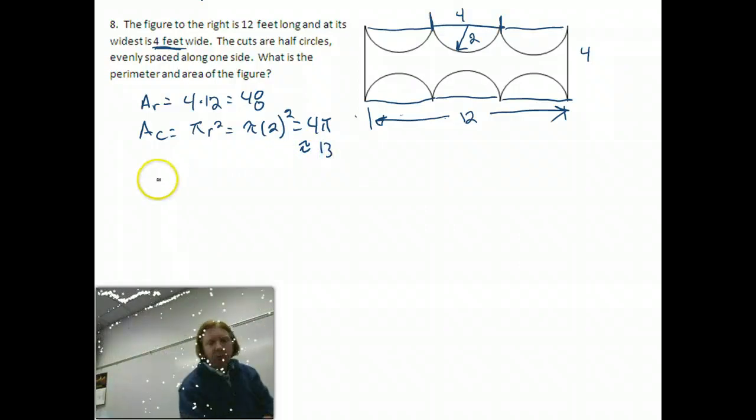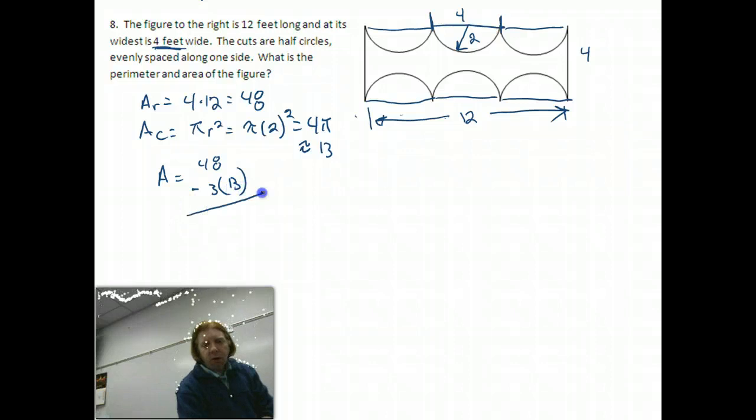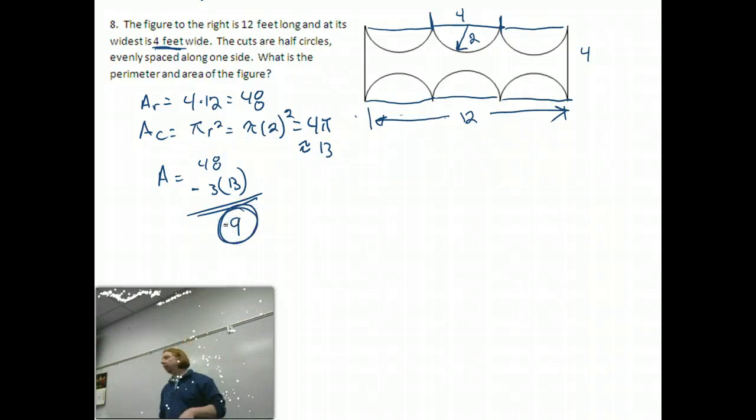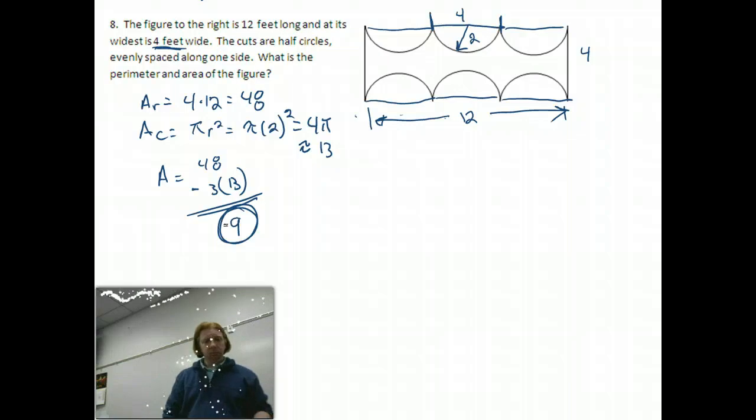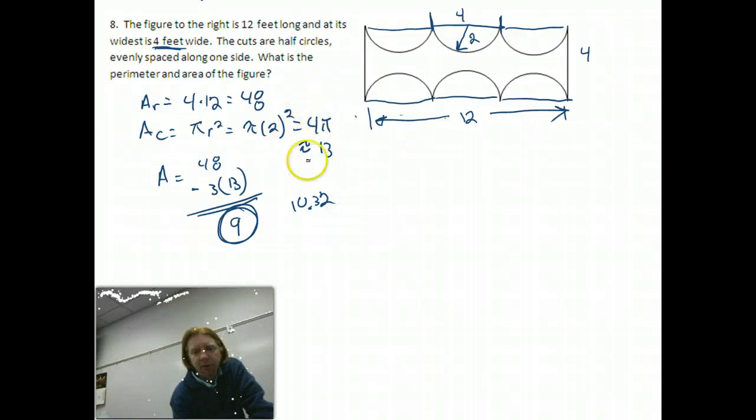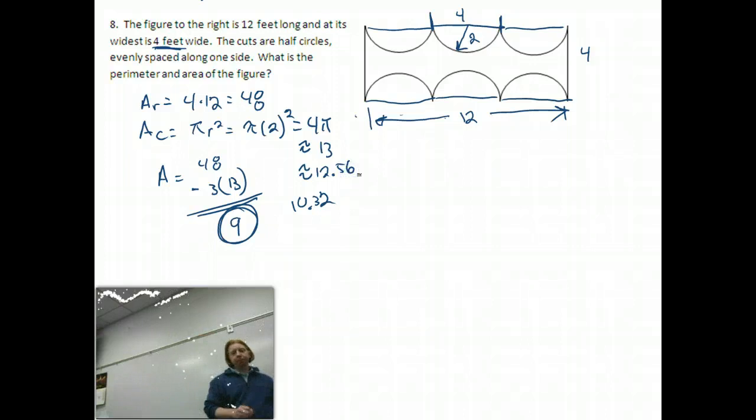So now when I go to do the area, the total is going to be 48 minus 3 full circles, which puts me in the ballpark of 9 units. And then a little give and take there for rounding errors. Well, if you did just use 12.56, then you would have got 10.32. Okay, 10.32 is a more accurate answer. And that's instead of rounding this to 13, we use 12.56. All right, well, I'm good with that.